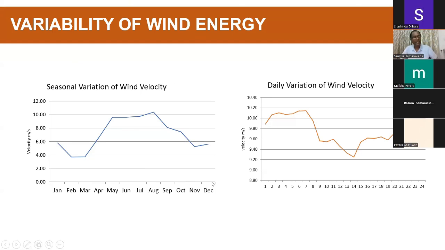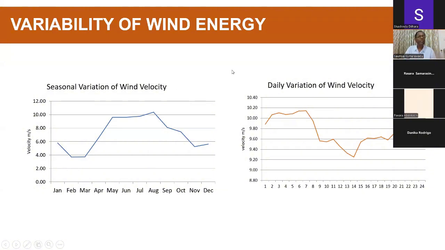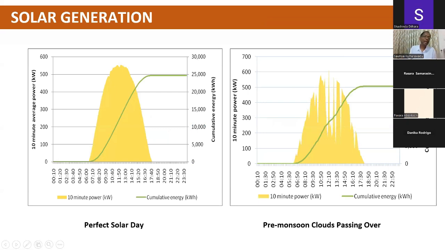Next, wind is also seasonal. This is the wind speed change in a year. In a monsoon, generally from April, May to September, October, we have more wind. In inter-monsoons and other times, the wind velocity is low. The wind generation also goes down. Then this is a daily variation of wind pattern in Mannar on a particular day. So it is variable.